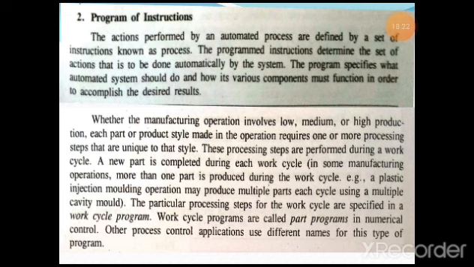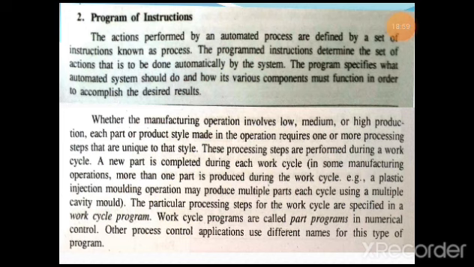In some manufacturing operations, more than one part is produced during one cycle. For example, a plastic injection molding operation may produce multiple parts each cycle using a multiple cavity mold. The number of jobs can be more in that case. The particular processing steps for the work cycle are specified in a work cycle program. So they are going to prepare one work cycle program. One program of instructions can complete so many cycles of work, meaning operations to be carried out. Work cycle programs are called part programs in numerical control.